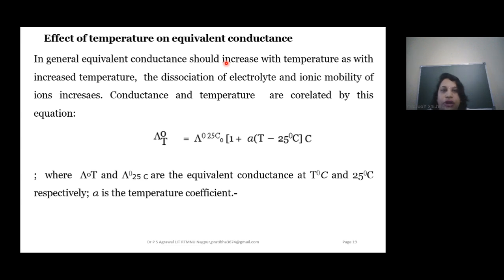Now the effect of temperature on the equivalent conductance. Equivalent conductance should increase with temperature, as with increased temperature the dissociation of the electrolyte and the ionic mobility increase. So we can find out with this equation. Now, various numericals can be asked in the exam to determine the equivalent, molar and specific conductance from the given L and A. Problems on the cell constant can be asked. That is only 2 marks or so.